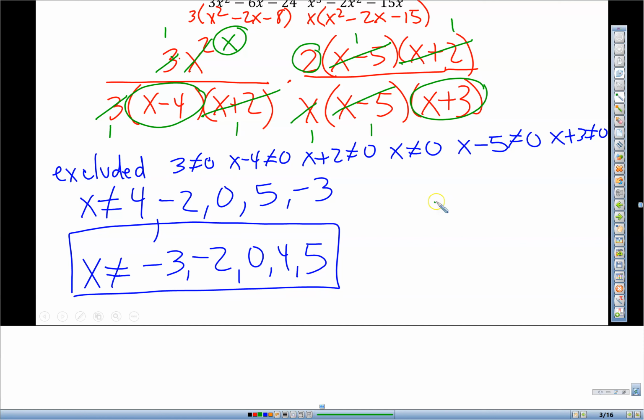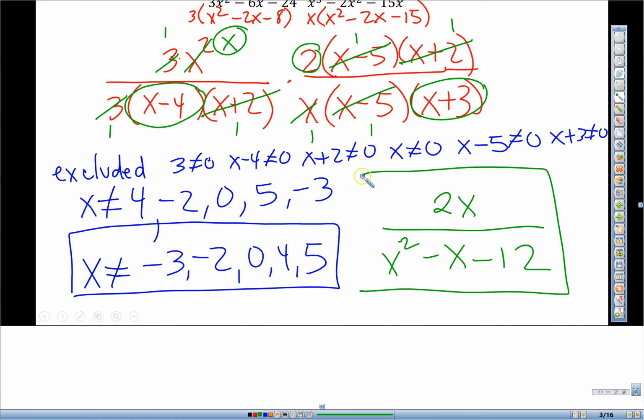So x times 2 would become 2x over an x minus 4 times x plus 3 would become x squared minus x minus 12. And there's our simplest form of our final answer, both numerator and denominator in standard form. No common factors between them except for 1. All right, let's take a look at another problem.